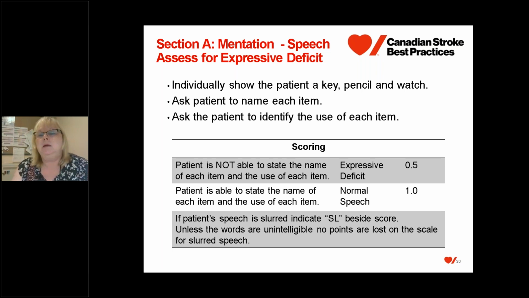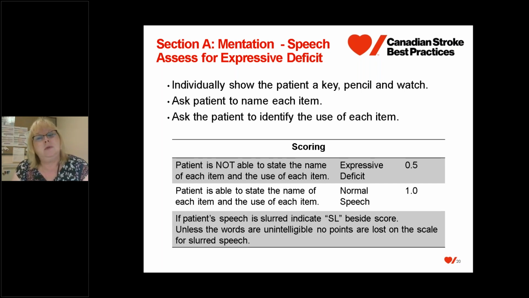Here you need a key, a watch, and a pencil. What you want to do is show the patient each item and ask them to identify the use. So I would want to say, what is this? What is this? And what is this? Then I would want to ask the patient, what does the watch do? What does the pen do? What does the key do? If the patient is not able to state the name of each and the use of each item, they would be scored as an expressive deficit and receive a score of 0.5.